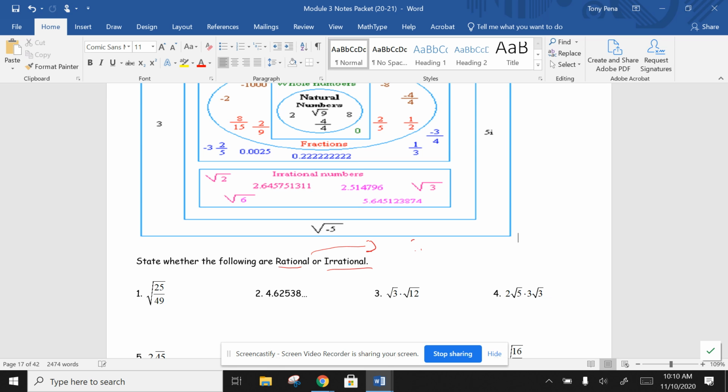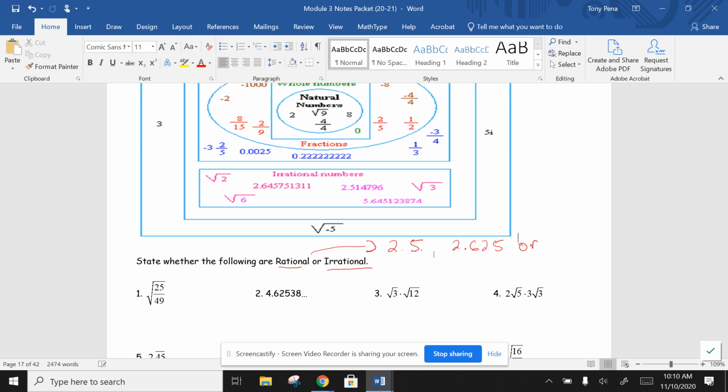If I give you a decimal that terminates, like 2.5, that's a decimal that just ends. So 2.5, 2.625. As long as the decimal comes to a stop, that is a rational number.